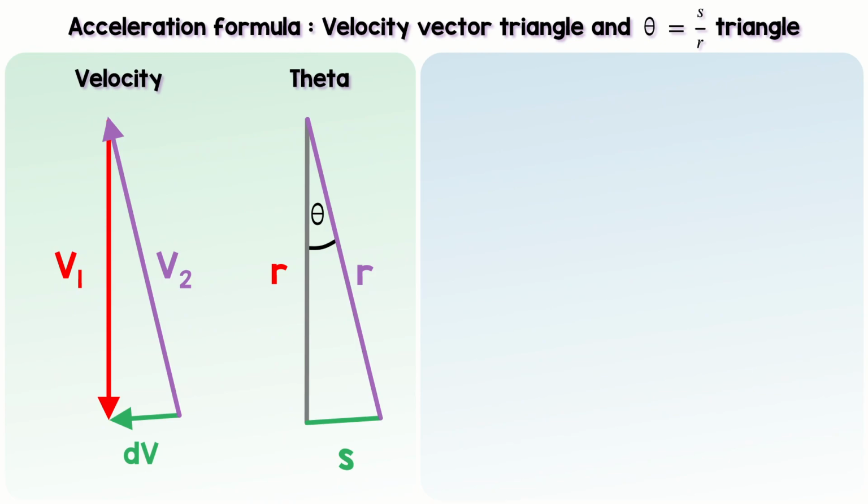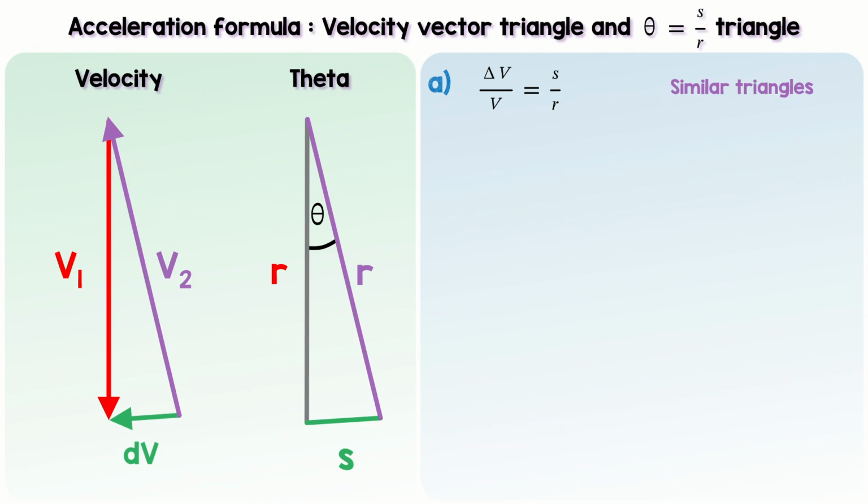To find the formula for centripetal acceleration, we look at the two previous triangles. On the left is the velocity vector triangle, and on the right is the radians equals arc length over radius triangle. And they are mathematically similar, which means they share the same angles and length ratios. You can see that dv over v equals the arc length S divided by the radius because they're similar. So dv over v is S over r.